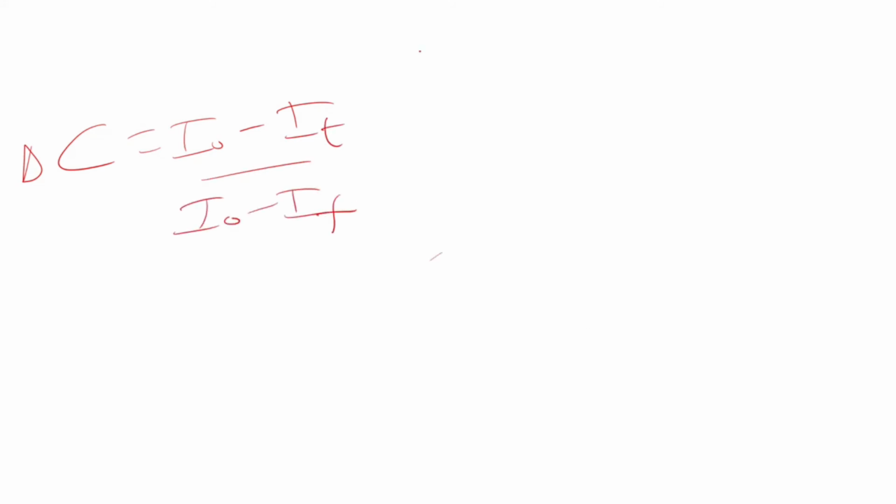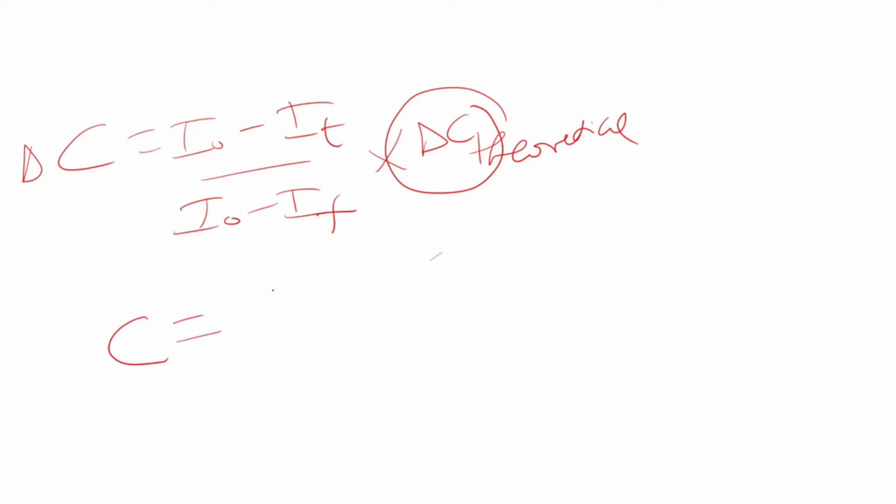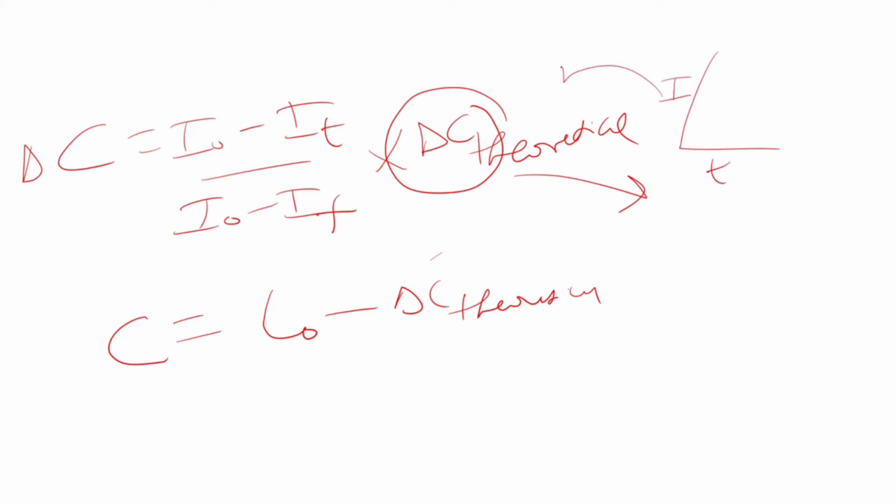It's a simple one. All you need is a very simple formula. So delta C is just I_t minus I_0 minus I_F, multiplied by delta C theoretical. So from this we can calculate concentration at any time, C0 minus delta C theoretical. From this equation we get time versus intensity. We apply this equation, and then we get a graph of time versus delta C, something like this.